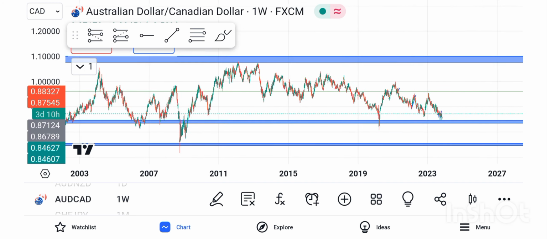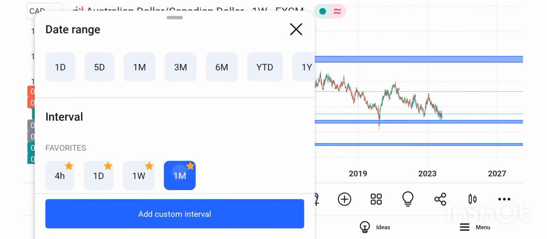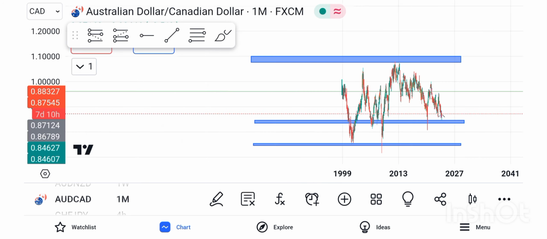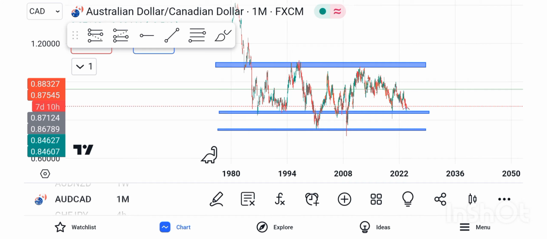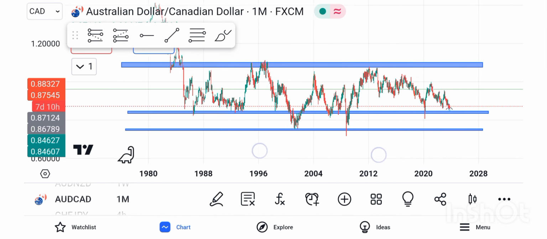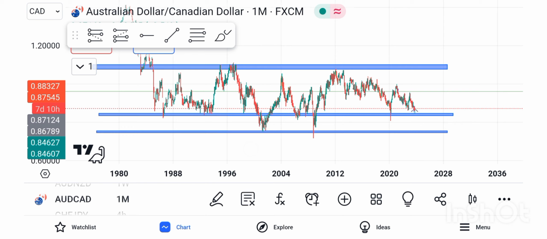Okay, we're looking at the weekly time frame. Let's go to the monthly time frame. The weekly time frame isn't really showing me. Yeah, cool. The monthly time frame shows me more. So we can easily see, now I already have my levels mapped out. See how neat my chart is.